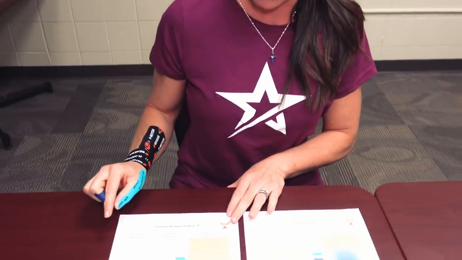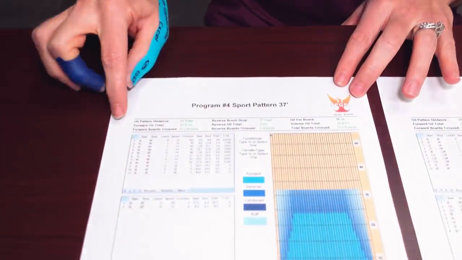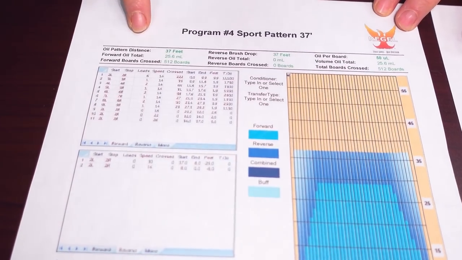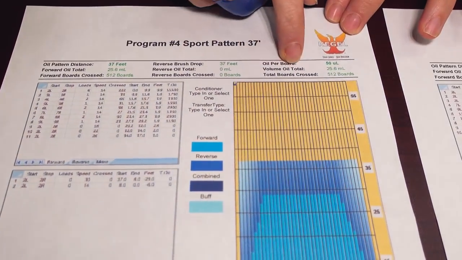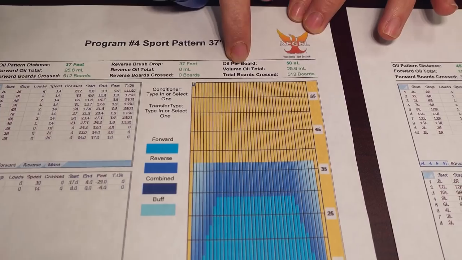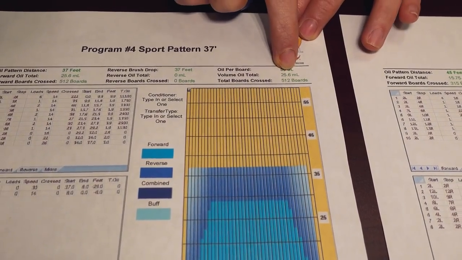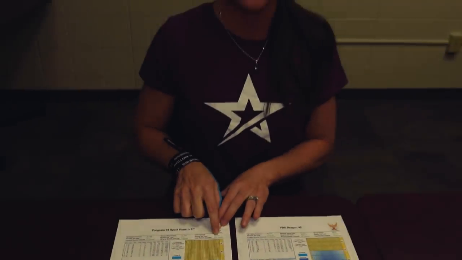Once you've identified the distance of the pattern, you want to look for the one that says volume total. There's going to be a lot of other stuff on this sheet that can be very confusing, but just weed through all that and come over and find where it tells you the total volume of oil. This pattern has 25.6 milliliters. This is telling you pretty much what type of bowling ball you're going to need: a bigger core, a stronger or weaker cover, pretty much everything else.